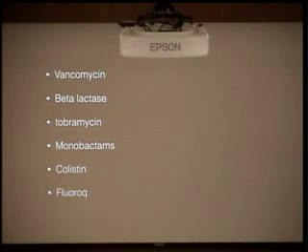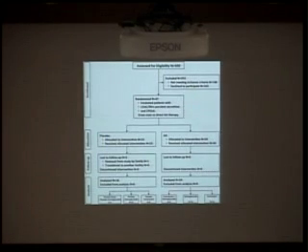And these are the ones that have actually been tested: vancomycin, the beta-lactams, or lactamase inhibitors, it should be, tobramycin, monobactams with aztreonam, colistin, fluoroquinolones. All of these are in the pipeline somewhere. Vancomycin, ceftazidime, tobramycin are all approved for inhaled use, and you can use them. The effects are variable. There was a study that was done, but with very, very low numbers.